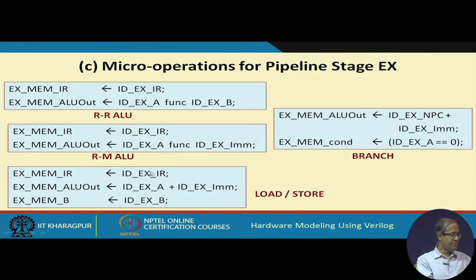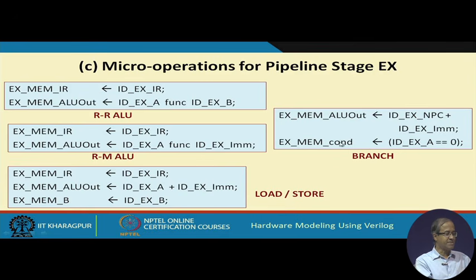For load store, IR is copied, this A is added to immediate data to compute the effective address, and B is also copied, because for store instruction this B will be stored. So, B also you need to copy forward, so that in the mem stage you can execute the store instruction. And for branch, you add NPC and IMM, because NPC was coming, and you check the condition A equal to 0. That condition can be either true or false, that is stored in cond, EXMEM cond.